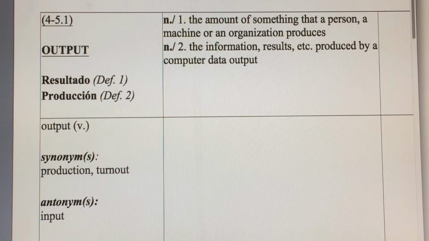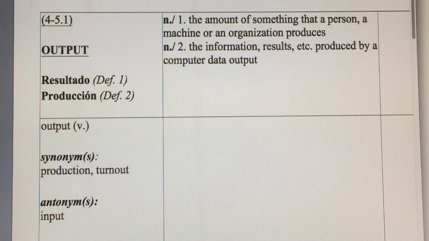Output has two syllables, and the emphasis or stress is on the first syllable, out. So we say output, output. Make sure the T's are pronounced in both syllables.